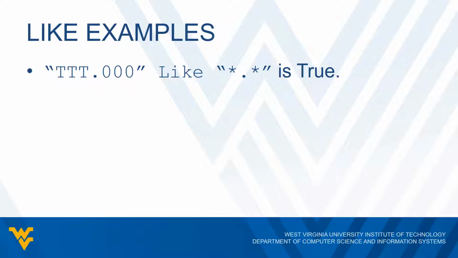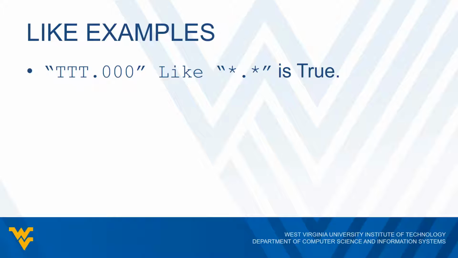We know we have a dot. The pattern says there must be a dot in the string. And then we can see that there could be any number of characters before the dot, or there could be no characters, and there could be 0 or more characters after the dot. So as long as our string meets that pattern, we're good.